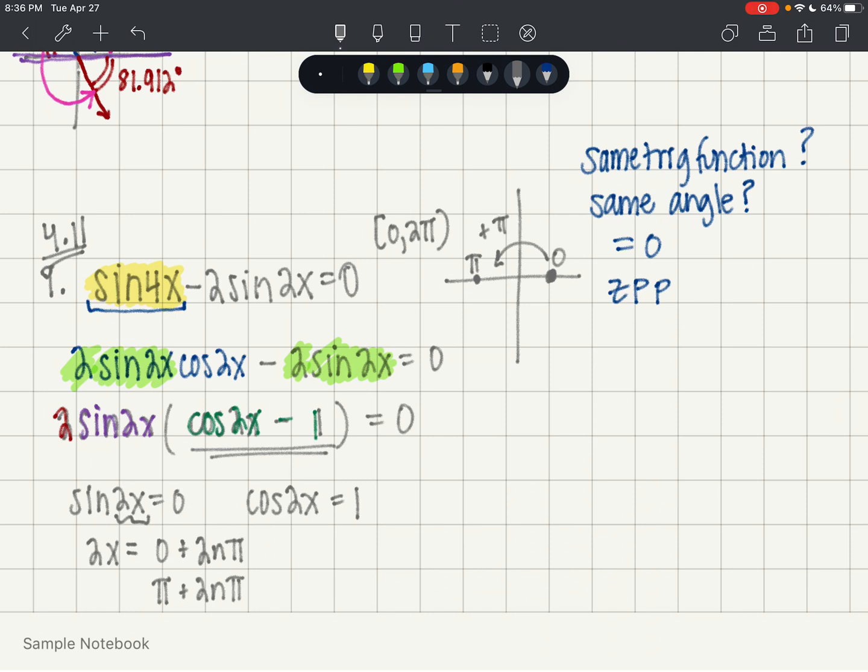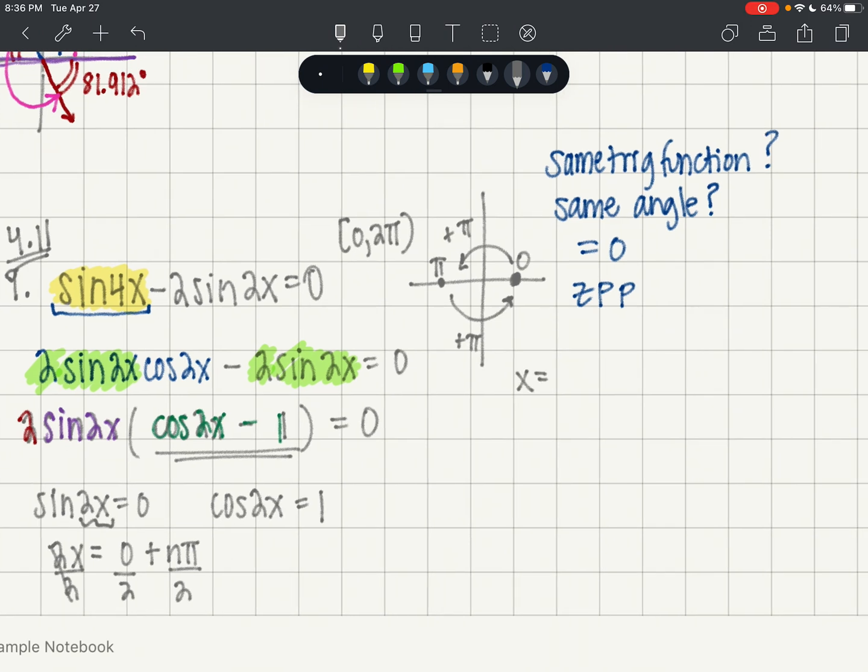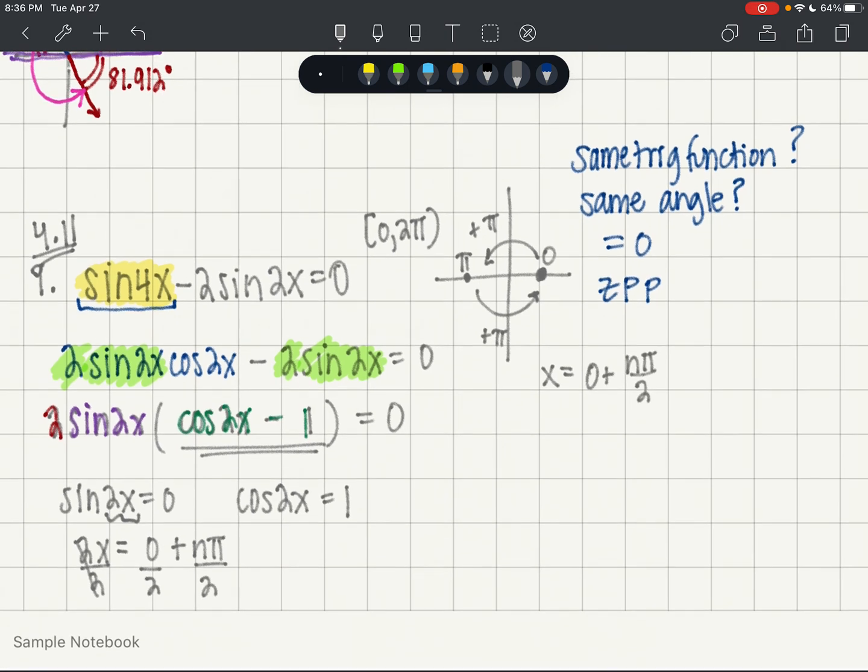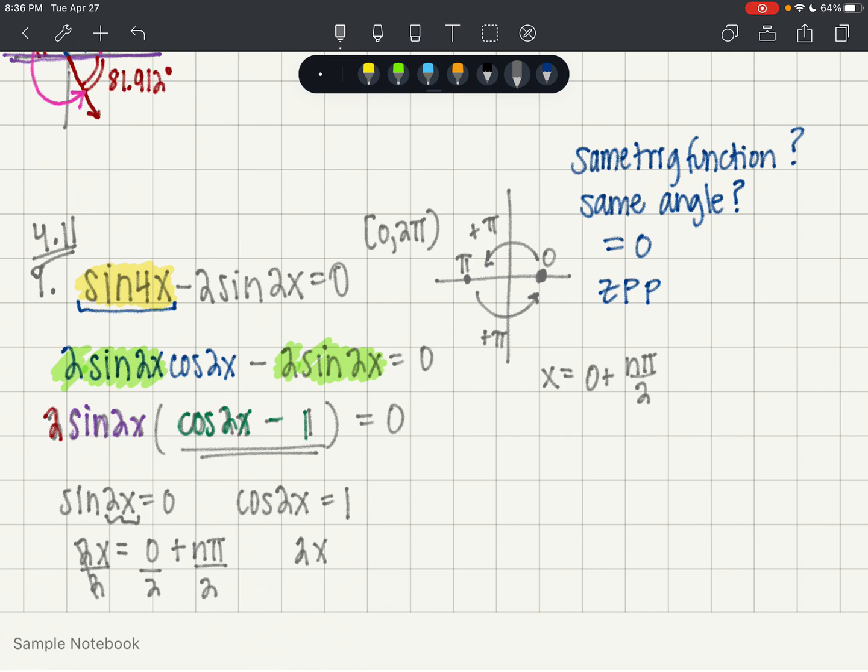So add pi, that gets you here. Add another pi, gets you back to the positive x-axis. Add a pi gets you to the negative x-axis. Add a pi gets you to the positive x-axis. So I can rewrite this as 0 plus just n pi. Then I'm going to divide by 2, and all of my solutions, x equals 0 plus n pi over 2. I'm going to pause right there, and I'm going to solve the next one.